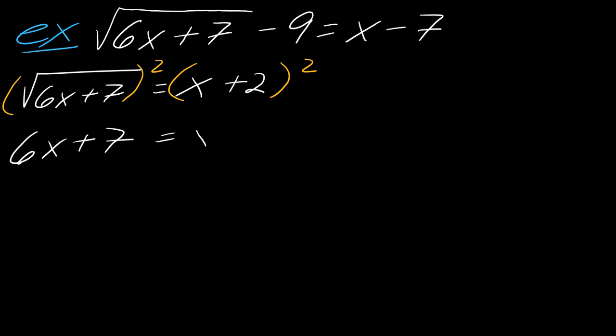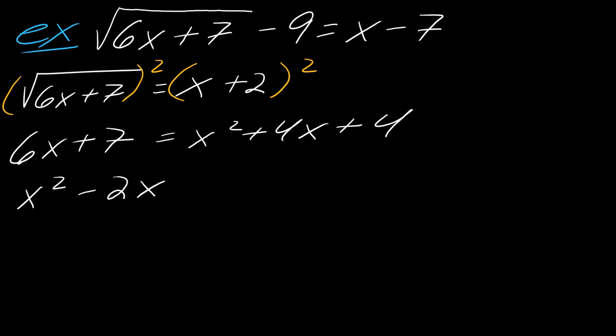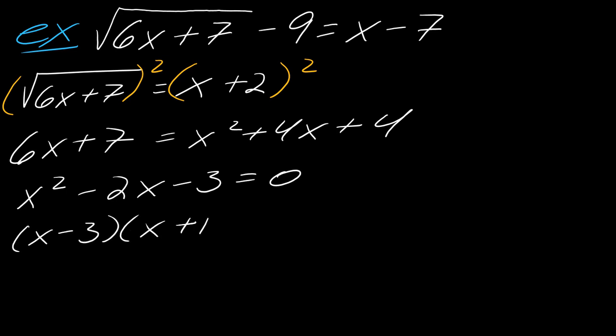So this gives me 6x plus 7 equals x squared plus 4x plus 4. And so then I have this squared here, so I'm probably going to have to factor again. So I can subtract off the 6x plus 7. So that's going to give me x squared minus 2x minus 3 equals 0. And that definitely factors. So my two solutions are x equals 3 and x equals negative 1. So once again, I need to go through and just check them.